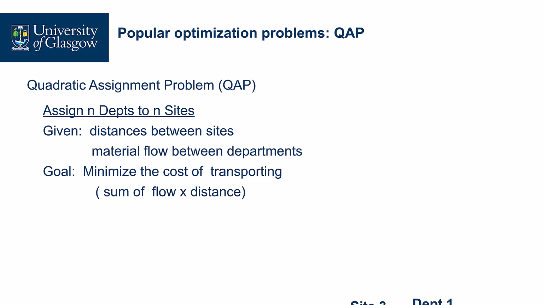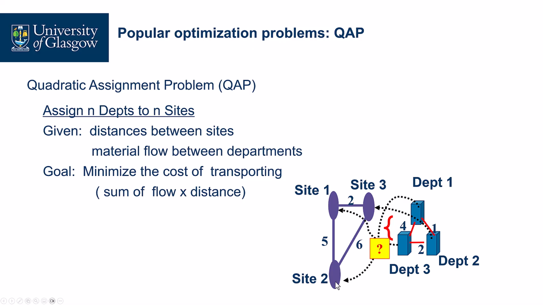Let me give you an example. We have 3 sites, 3 places. Now I hope to put 3 departments into these 3 places. Maybe this is a factory, this is a hospital, and this is a residence, something like that. In this plan, I put department 2 into site 3, and department 1 goes to site 2. This is the plan. After we allocate the departments to the sites, the material flow and the distance match each other, and we can calculate the sum of them.